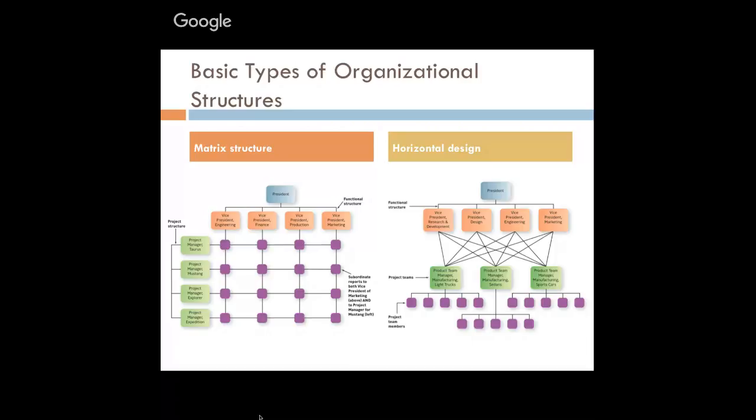Oftentimes, people get confused between the matrix structure and the horizontal structure. One of the big differences between the two is that a matrix structure is a permanent grid structure where an organization has both functional structure and divisional chain of commands. In a horizontal structure, teams or work groups, either temporary or permanent, are used to improve collaboration and work on shared tasks by breaking down internal boundaries.